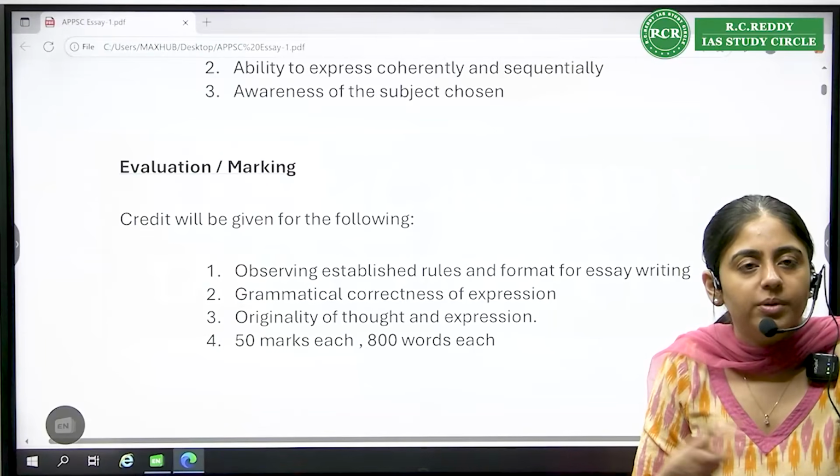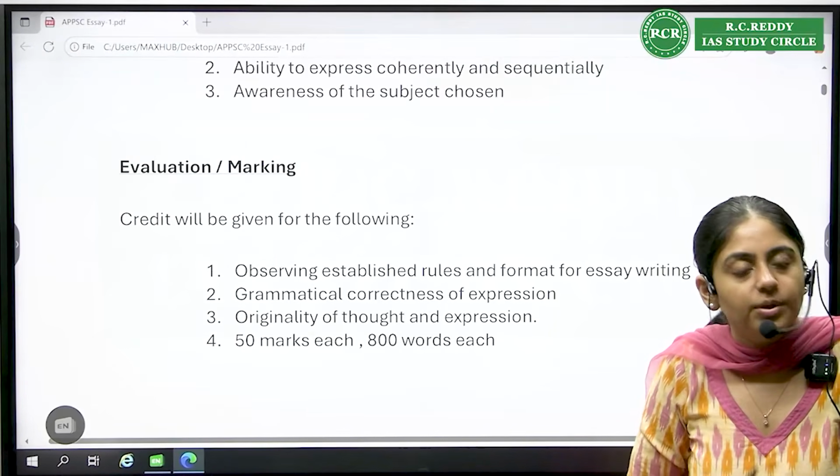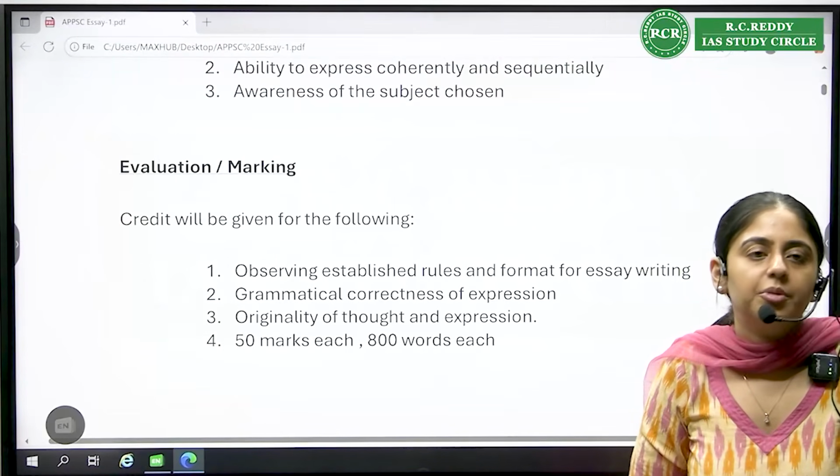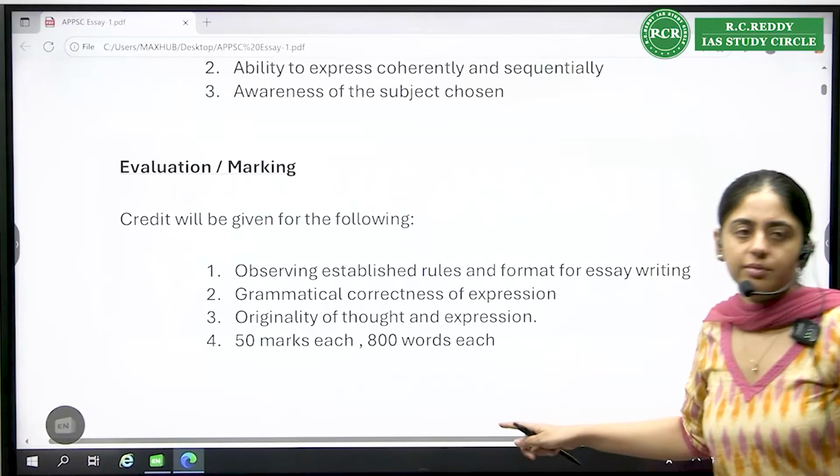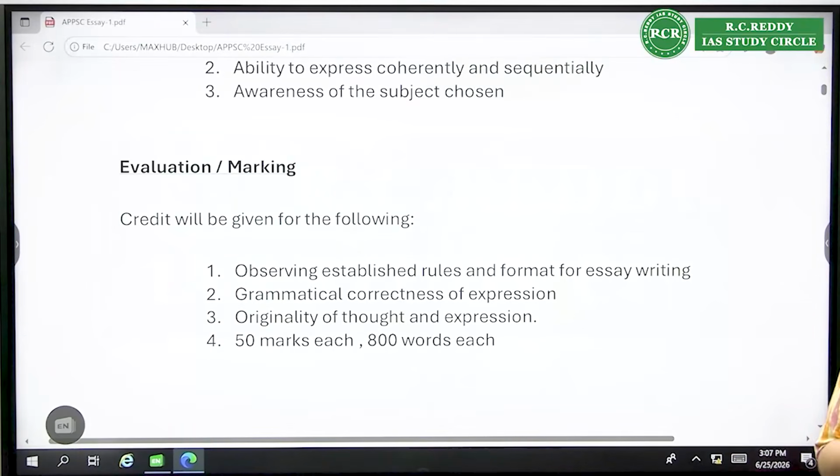You should not be borrowing those thoughts. You can validate your thoughts, but never borrow them. So it has to be your point of view, your thought process. What do you think about it? How do you express it?